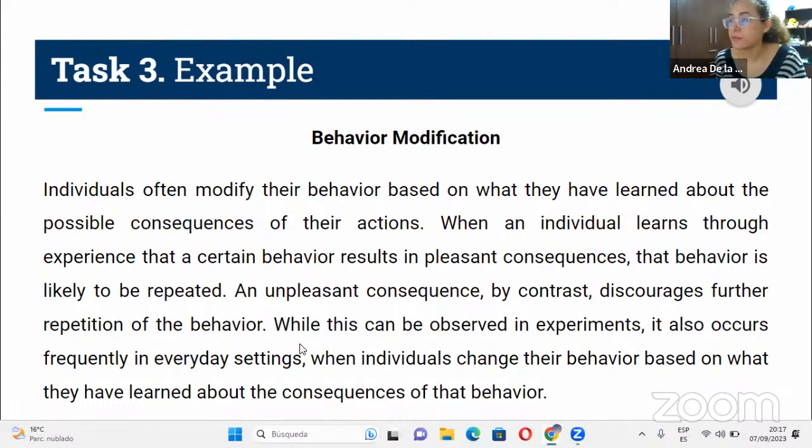Okay, guys. So, tell me, guys, what is the definition of behavior modification, or where can you find the definition in the text? What is behavior modification?